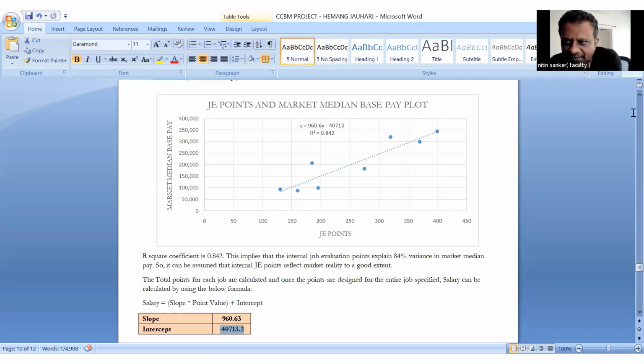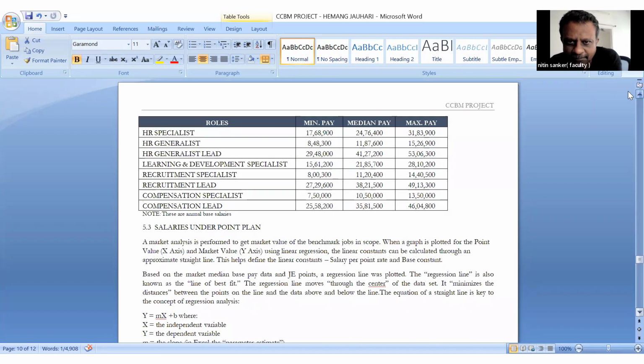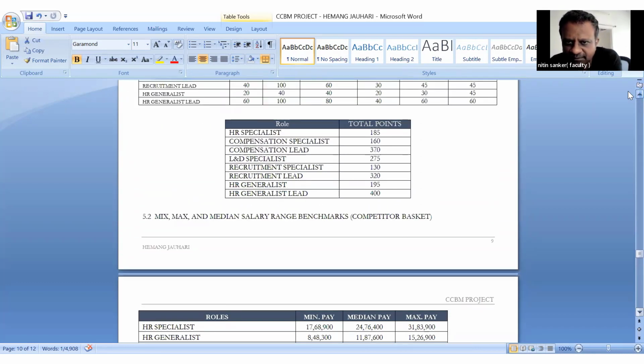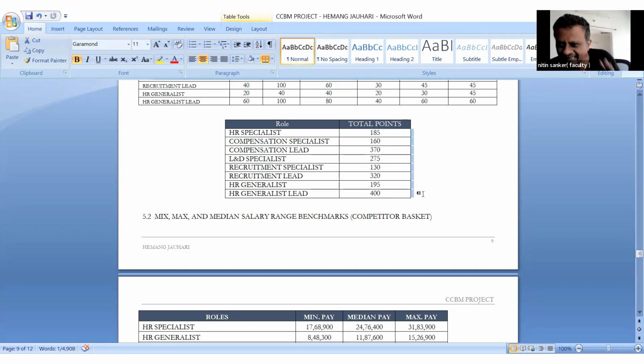How did I get this linear regression? I take benchmark jobs. I know the points. This is what I've calculated using my point table. I know the market salaries for all these jobs, so I'll put the market salaries next to it, at least for a few jobs. It need not be for all jobs in your company. Let's say you have 100 jobs in your company. You take around 20 jobs for which you know the market salary well. Are we okay till now?